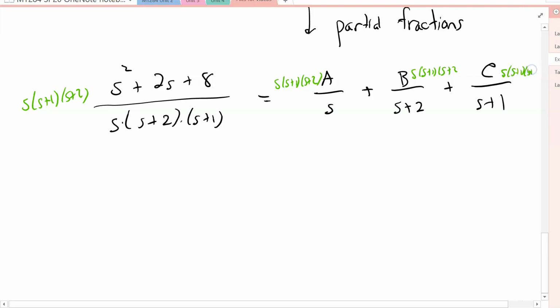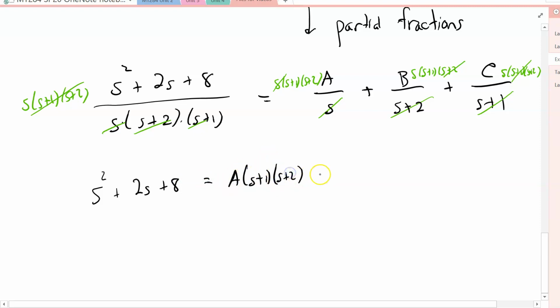Or we could add the fractions together and then eliminate the denominators. Now what happens is the entire denominator goes away on the left hand side. For the first term, the factor of s cancels. For the second term, the s plus 2 factor cancels. For the third term, the s plus 1 factor cancels. That leaves us with just the numerator on this side, s squared plus 2s plus 8. On the right side, we get a times (s plus 1) times (s plus 2) plus b times s times (s plus 1) plus c times s times (s plus 2).